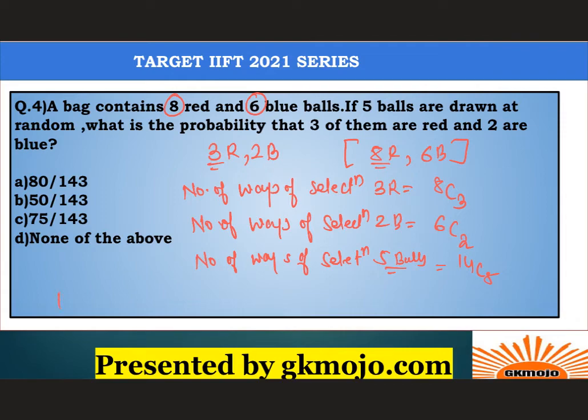So the required probability will be 8C3 into 6C2 upon 14C5, right? And when you solve this, you'll get the answer as 60 by 143, which is not present in the options. Hence option D, which is none of the above, will be your correct choice.